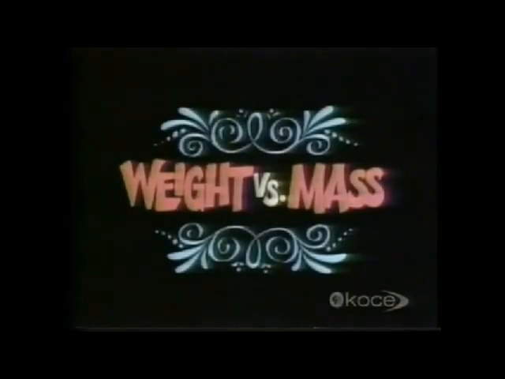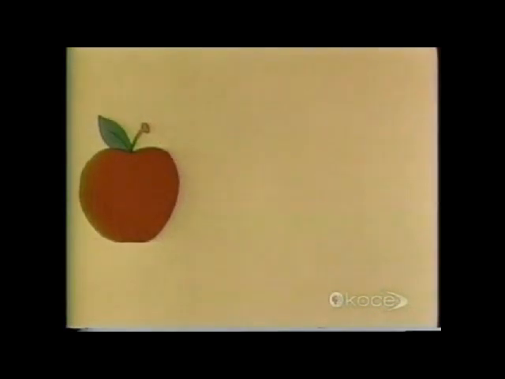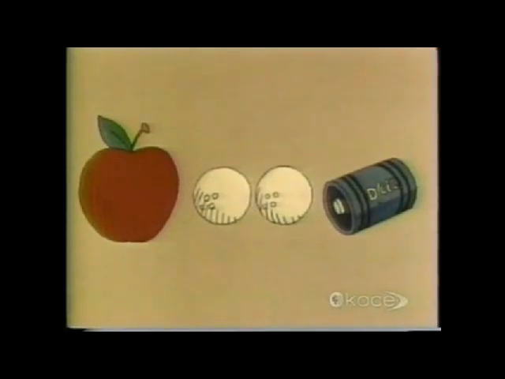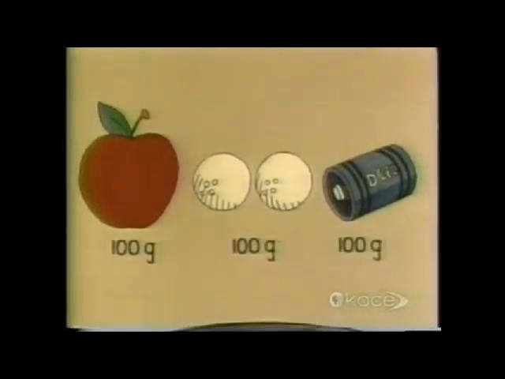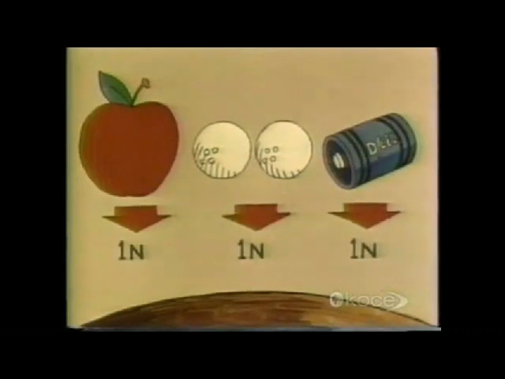Weight versus mass. If anybody ever asks you what a Newton is, yes, you could give them an apple, or a couple of golf balls for that matter, or a small flashlight battery, because all of these have a mass of about 100 grams. And when the Earth pulls them down with an acceleration of 10 meters per second, we say that the force of gravity acting on them is 1 Newton, or that the apple, the 2 golf balls, and the flashlight battery are all pulled down to Earth by a force of 1 Newton.